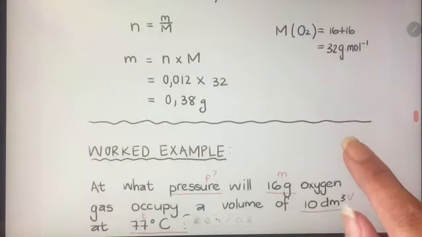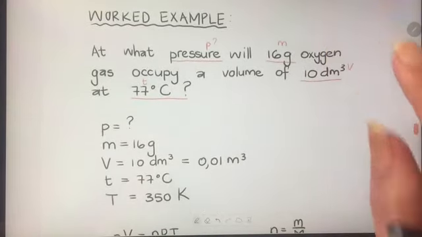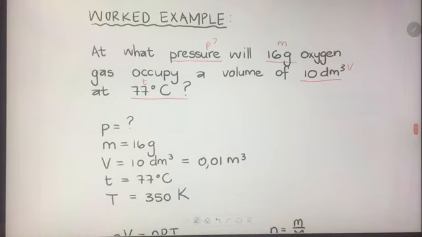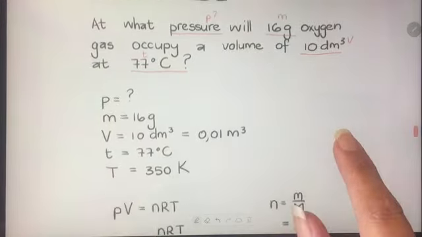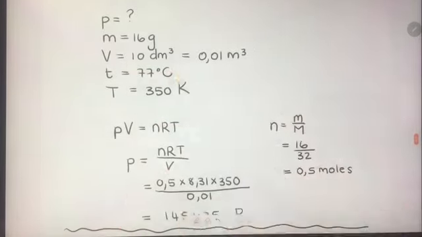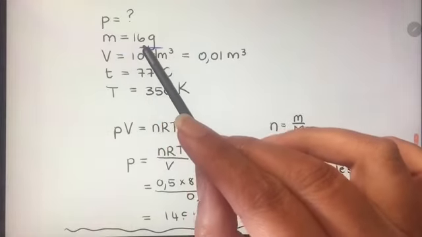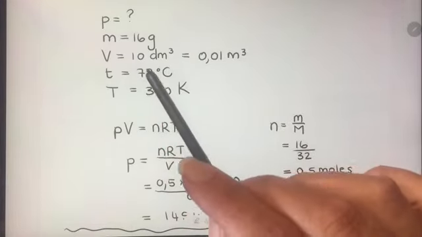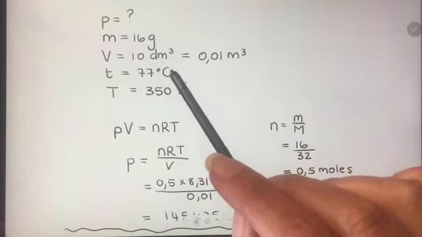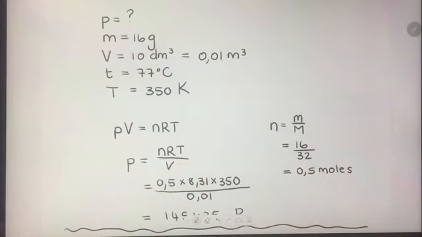And then just one more worked example that I want to show you. At what pressure will 16 grams oxygen gas occupy a volume of 10 decimeters cubed at 77 degrees Celsius? So what I want to work out is pressure. I've got the mass as 16 grams, volume is 10 decimeters cubed, I have divided by 1,000 and I've converted to meters cubed. Temperature 77 degrees Celsius, I've added 273, so I've got the Kelvin temperature.